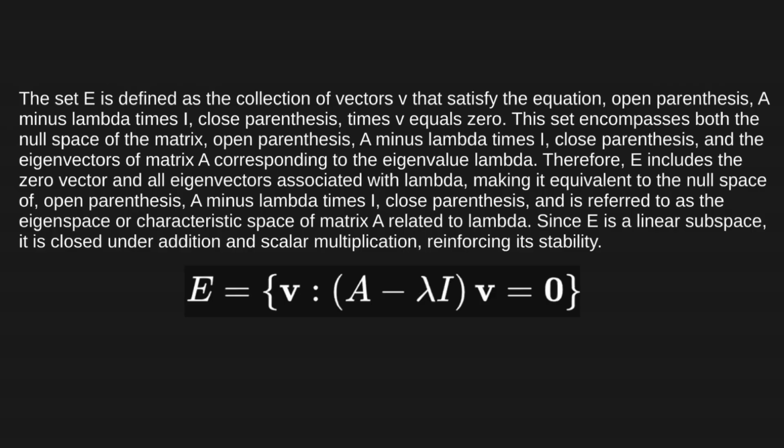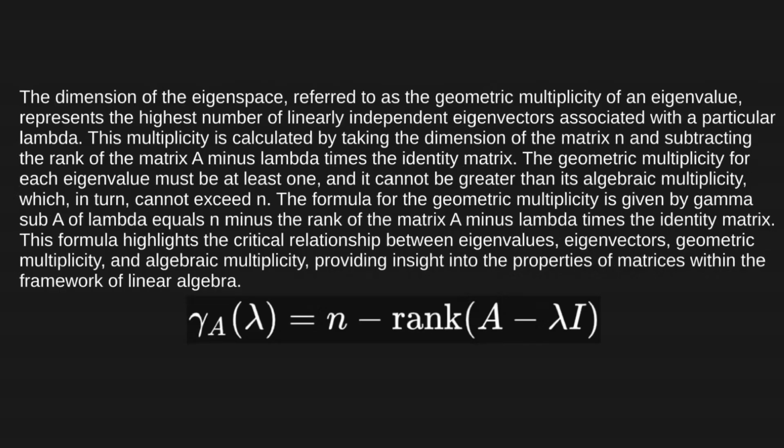Therefore, E includes the 0 vector and all eigenvectors associated with lambda, making it equivalent to the null space of (A minus lambda times I), and is referred to as the eigenspace or characteristic space of matrix A related to lambda. Since E is a linear subspace, it is closed under addition and scalar multiplication, reinforcing its stability. The dimension of the eigenspace, referred to as the geometric multiplicity of an eigenvalue, represents the highest number of linearly independent eigenvectors associated with a particular lambda.